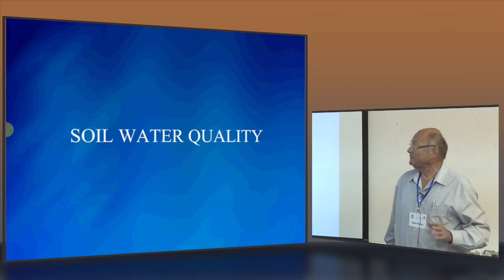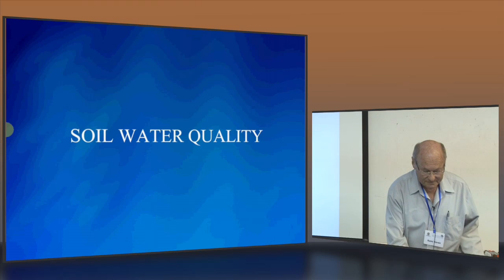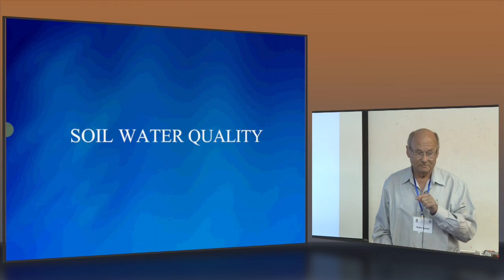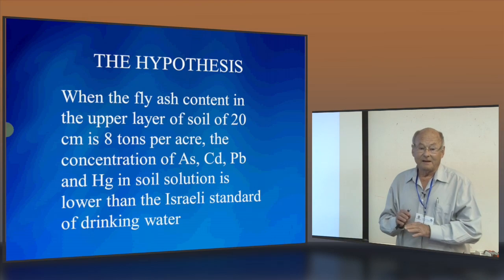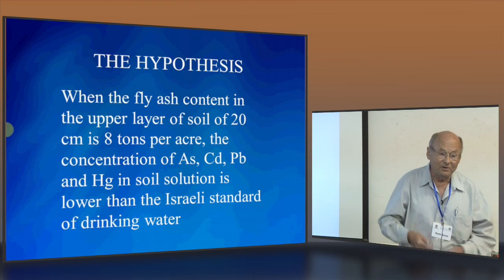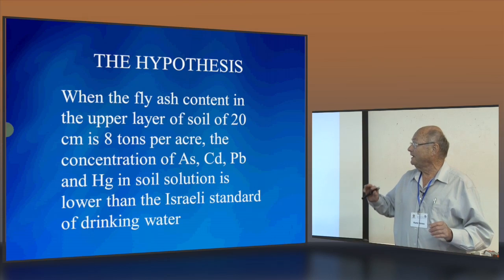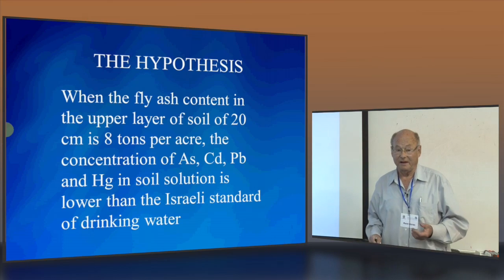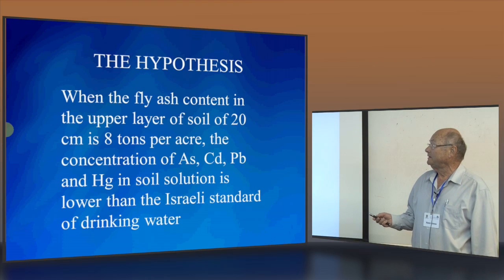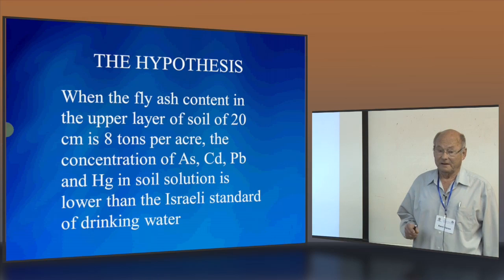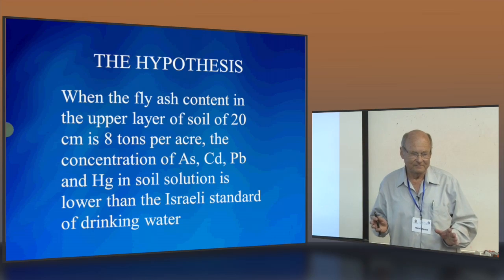The second factor that I want to talk about is the soil water quality, which is even more fascinating. The assumption is that in this case, nothing is leached below the 20 centimeters layer. There is no interaction with the soil whatsoever. Everything is extracted, referring only to four elements which the Israeli Minister of Health is concerned about: arsenic, cadmium, plumbum, and mercury. This is what they want. The others don't exist even for them. Only those four.